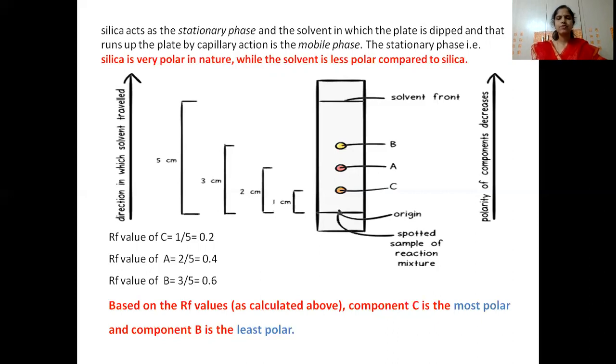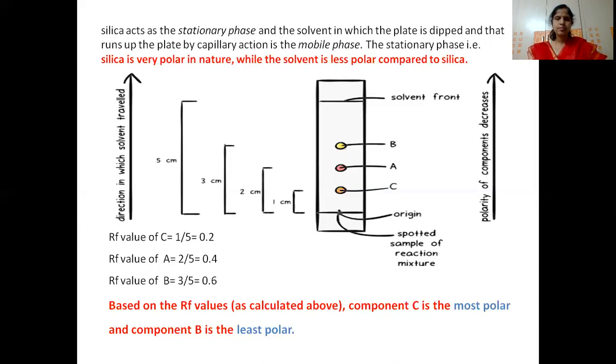Then after that, you have to place that slide in the development chamber or the TLC chamber. And you have to see that the level of the origin will be above when compared to the level of the solvent. And then you have to wait for some time. You can see the progress of the solvent, that is it will be moving up on the slide. And then after it has traveled to 3/4 distance, we have to remove the slide from the chamber.